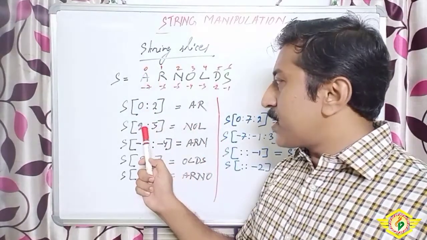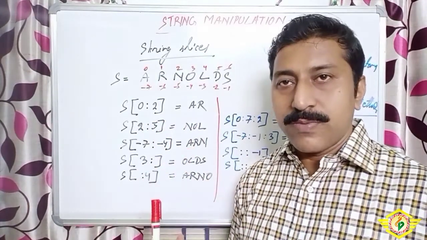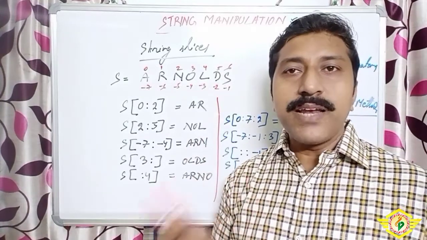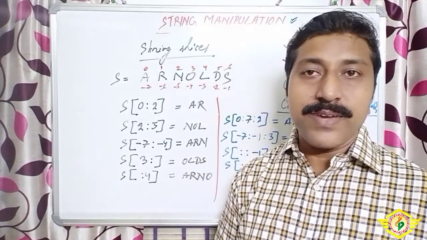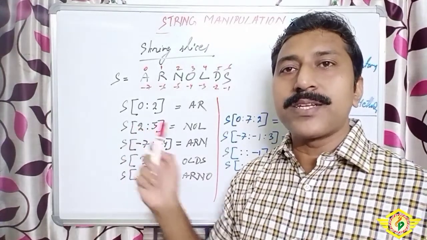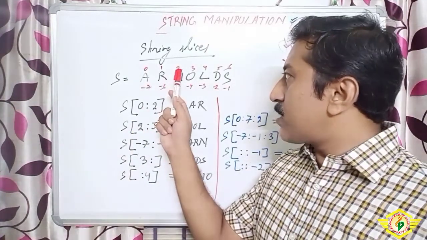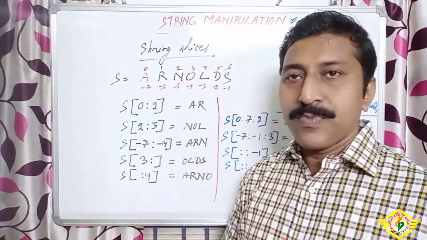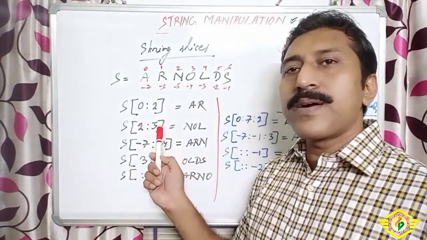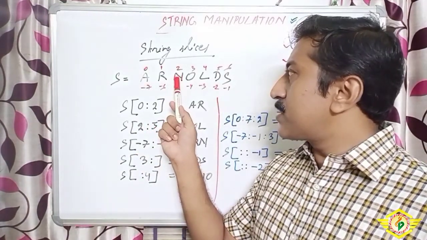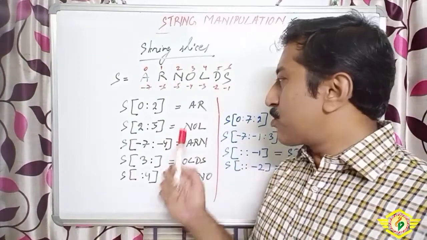Similarly, if I write 2:5, the output will be from the second index onwards till the 4th, that is 2, 3, 4. Another trick I am giving: simply deduct, 5 minus 2 is 3, so 3 characters from index 2 onwards, that is NOL. Or in the other method, 2 to 5 minus 1 means 4, so it is less than 5, still 4. So the output will be NOL.